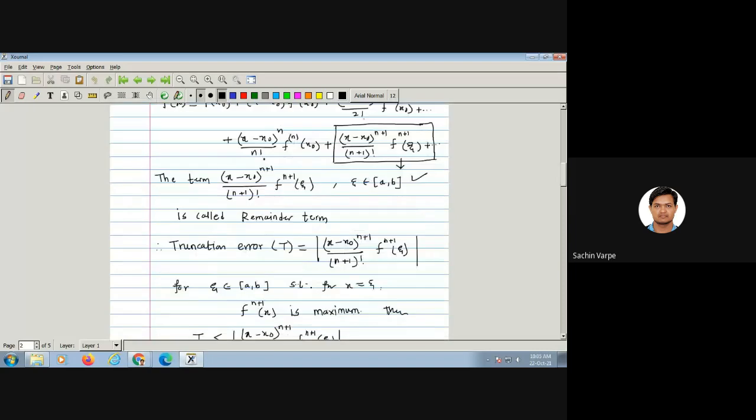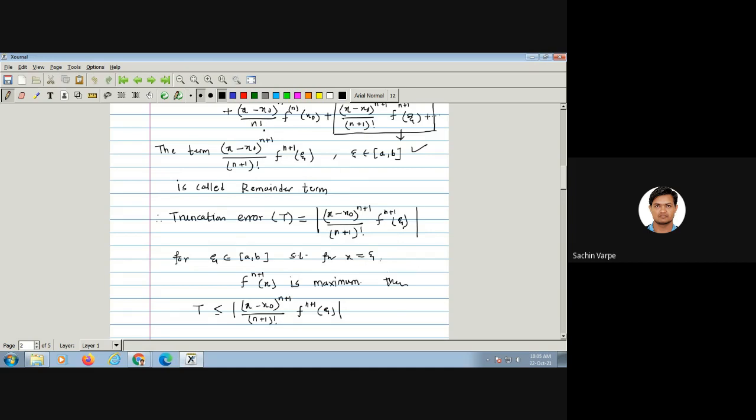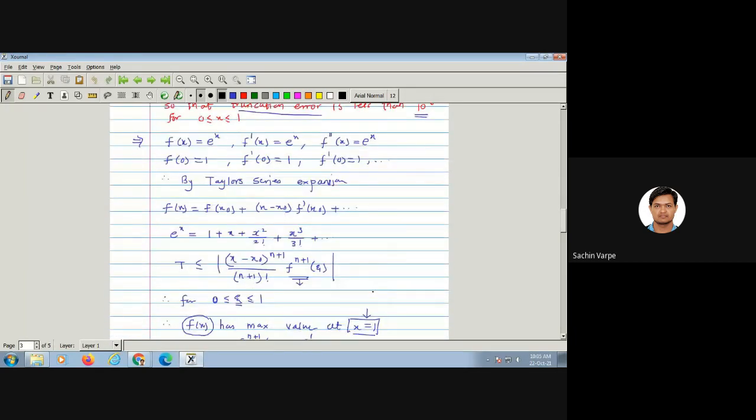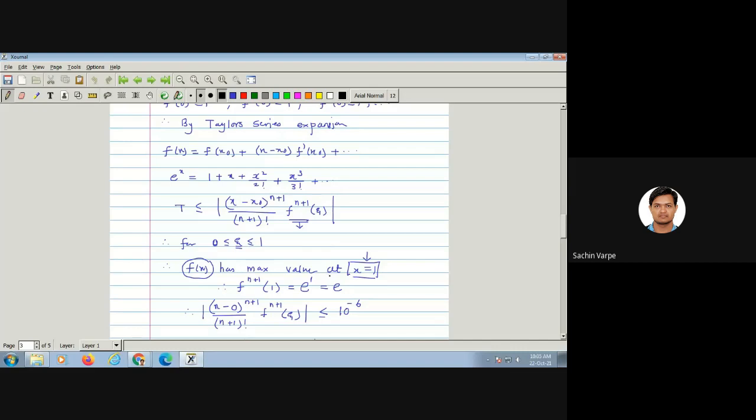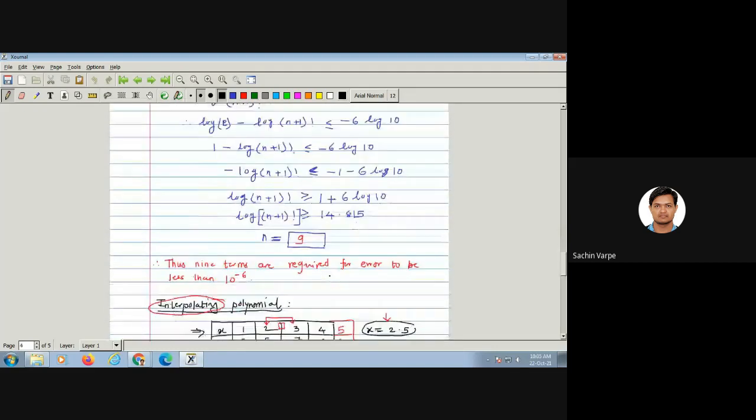And from the Taylor series expansion, the last nth term or n plus 1th term, we call it a remainder term, and on that basis we have defined a truncation error whose value is always less than or equal to this n plus 1th term truncation error, where zeta is the point in between a to b for which the function f of x has maximum value. Okay. So we have calculated a truncation error and the number of terms to be considered to get the required truncation error.